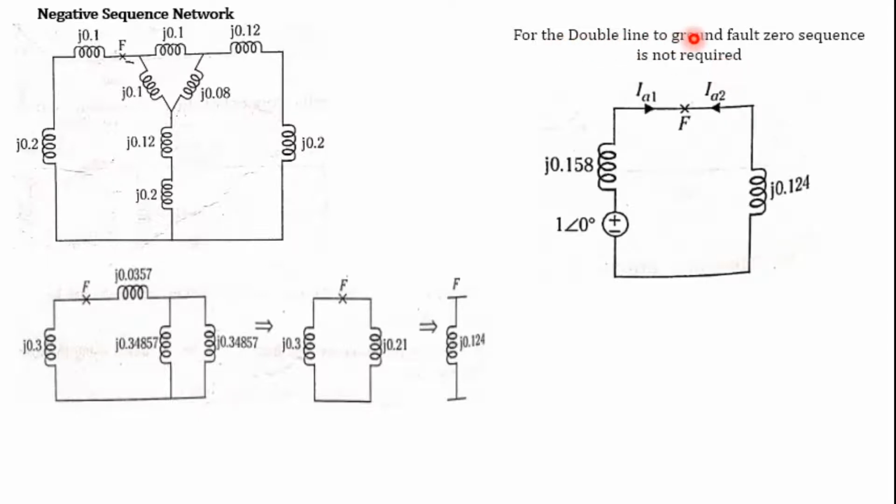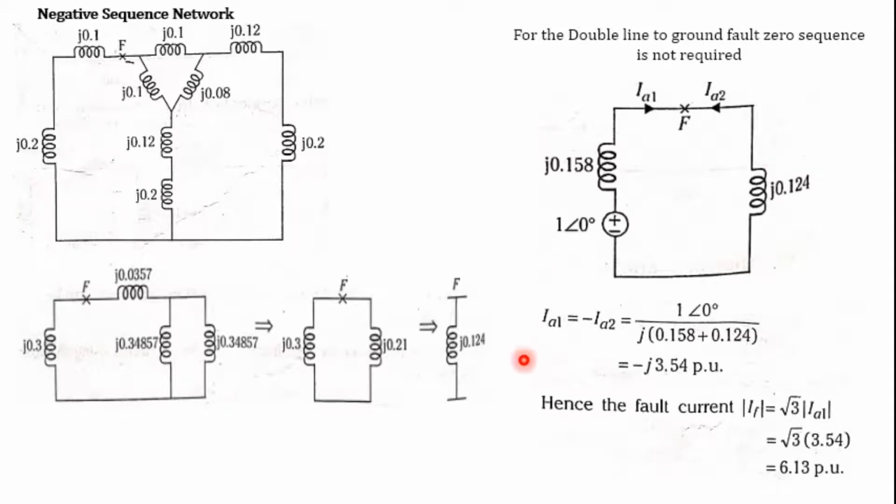For the double line to ground fault, the positive and negative are connected in parallel. From this we can write Ia1 is equal to minus Ia2. The source of EMF is 1, so with the total impedance we'll get minus j 3.54. The final expression for the fault current is If is equal to root 3 times Ia1. So Ia1 is 3.54, and we'll get 6.13 per unit.